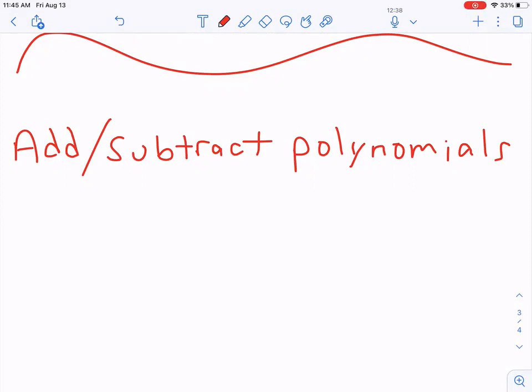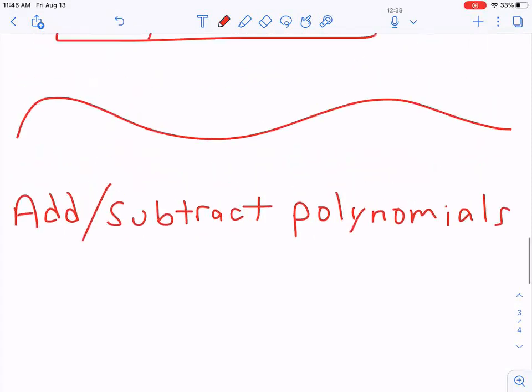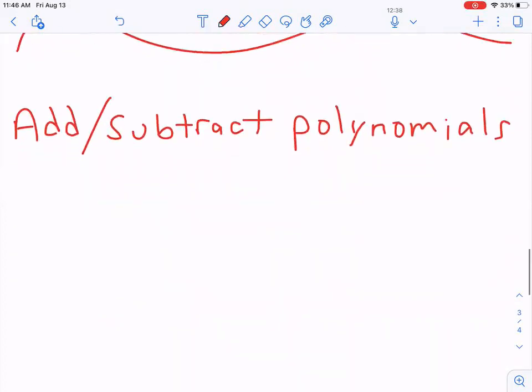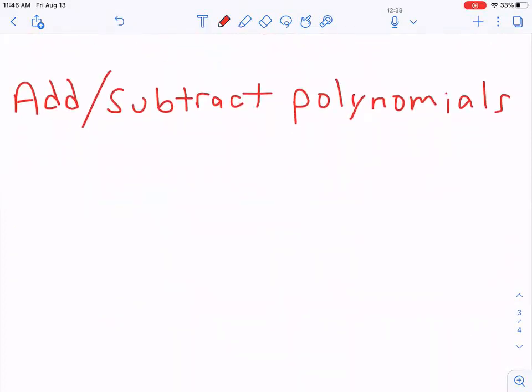It means, to break it down, poly means many. Nomial means numbers or terms. So like this thing is a polynomial. It has 3 terms, the 14xy, the 3x, and the 24y, okay? I know 3 isn't many to maybe you and me, but many just kind of means it could be 1, it could be 1,000. So that's a polynomial. So we add or subtract polynomials.